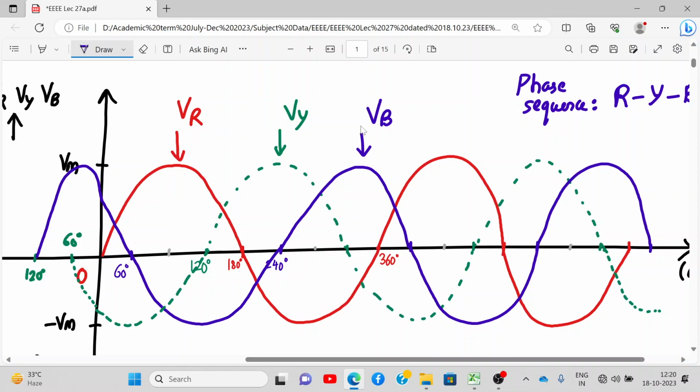First draw VR, then draw VY, and then draw VB. RYB. Keep this sequence. The best thing is how we can draw it so that it looks proper. From 0 to 180 degrees, draw the line divided into how many parts? Three parts. 0, 60, 120, 180. Keep those markings till the end, and then draw it. Are you understanding?